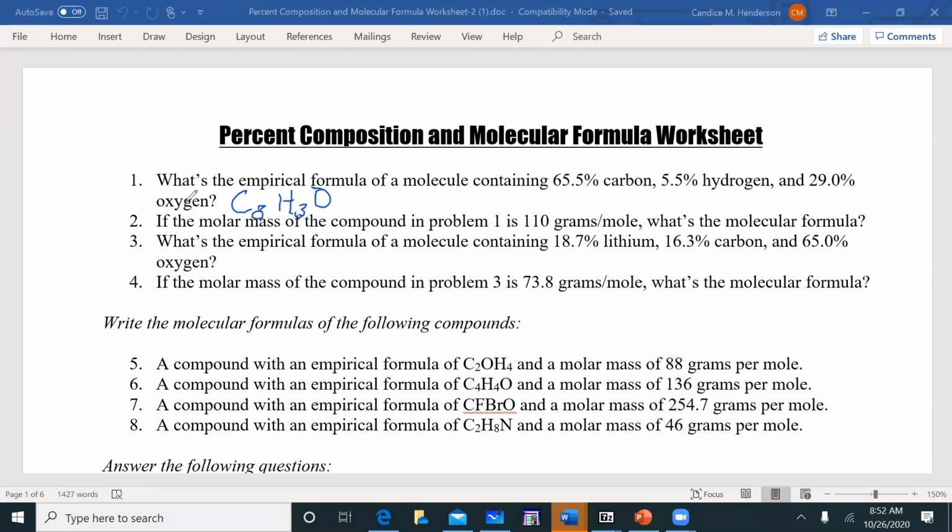So we've got that this is C3H3O because you already figured that out. I want you to do number 2. So if the molar mass of the compound is 110, what is the molecular formula? So you've got the molecular mass, solve your empirical mass, see how much bigger it is, and then multiply it out. I'll give you 3 minutes to do that. That part is a little bit easier, I think, than the first one.